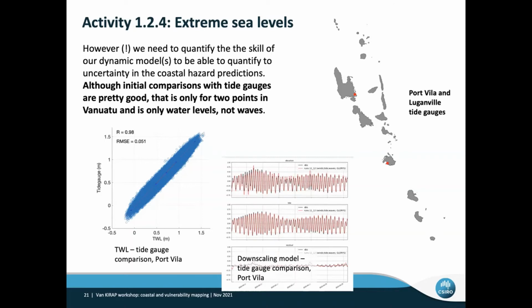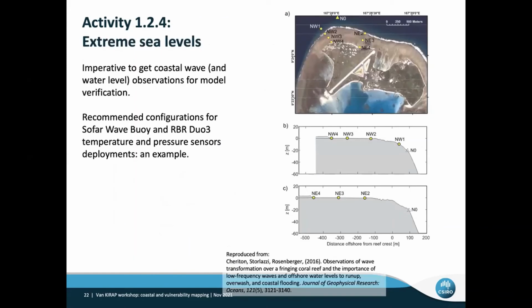But we really need some observations there so that we can better understand how well our dynamical model works before we cut it loose on some synthetic tropical cyclones and use it as a tool to reduce our uncertainty. And in particular, as Vanessa said, it's a lack of wave observations to calibrate the model that is needed.